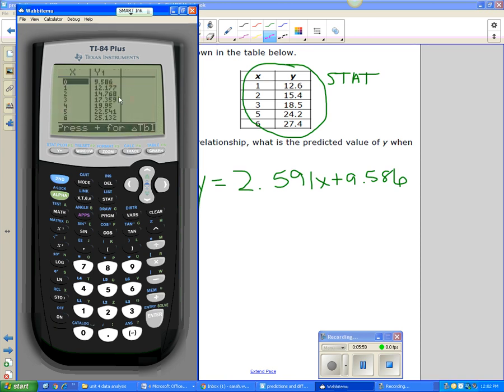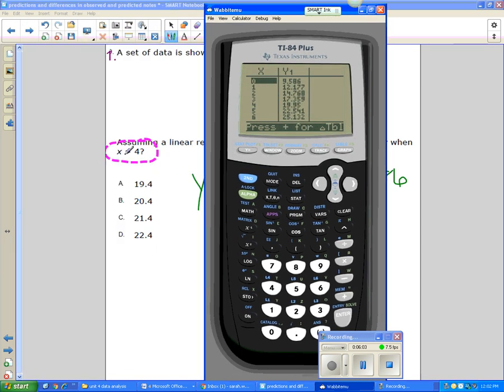And the calculator does a table for you. So it wanted to know when x equals 4 what the answer would be. Well, here's x, so we'll go down to 4. And if you look, it's 19.95.